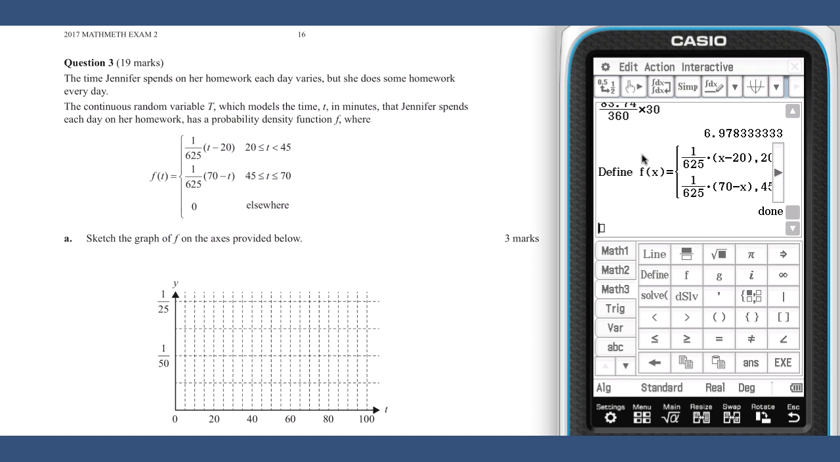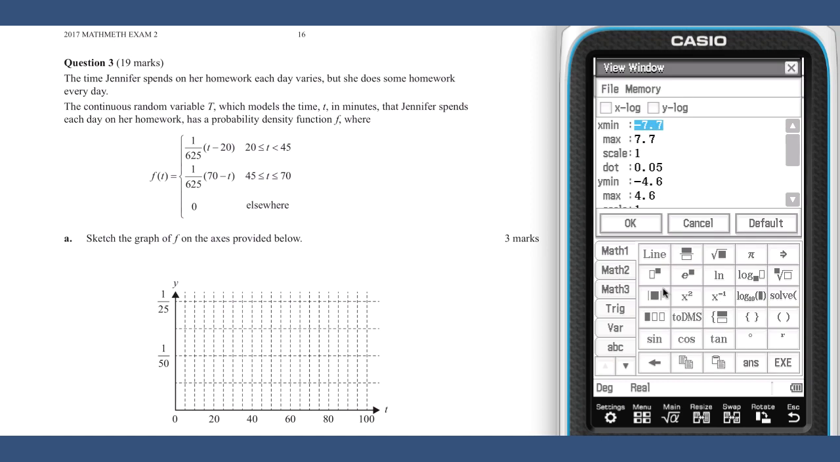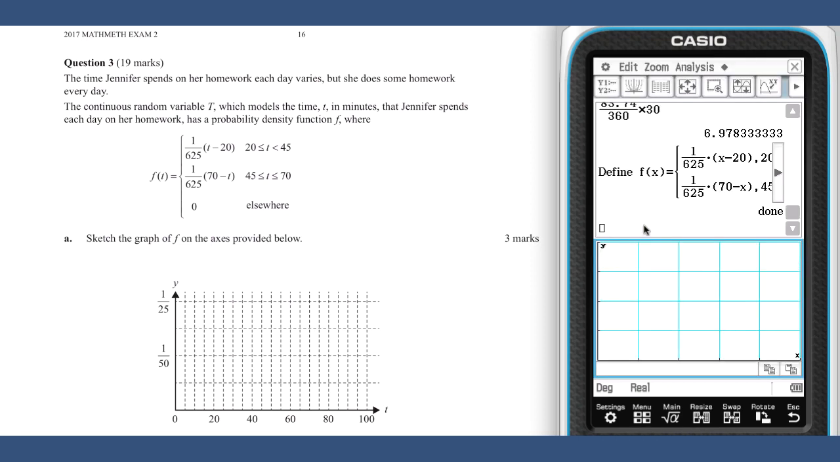With this done, we can obtain a graph of f on an axis like the one provided. First, I'll set the view window to match the axes as shown in the examination. Now I can drag and drop my function to see its graph.